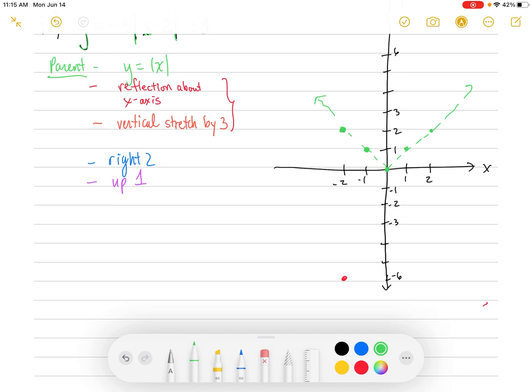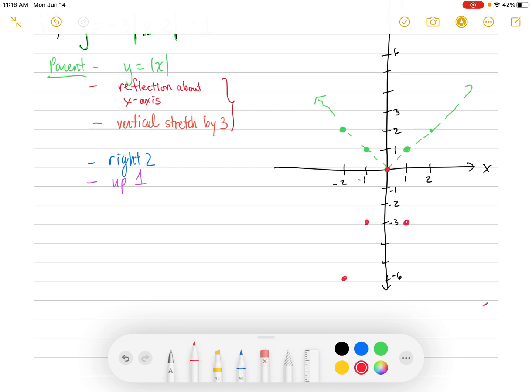Okay? My next point here is -1, 1. So the y value, pay attention to the y value. The y value is 1. We're going to multiply 1 by -3, and we're going to get -3. So we'll have -1, -3. In the center, the origin, or the vertex, the y value is 0. You multiply 0 by -3, and it stays 0, so you have 0, 0 still.